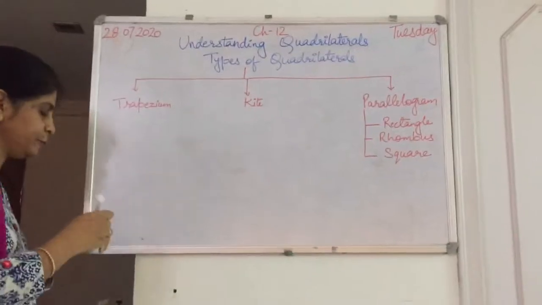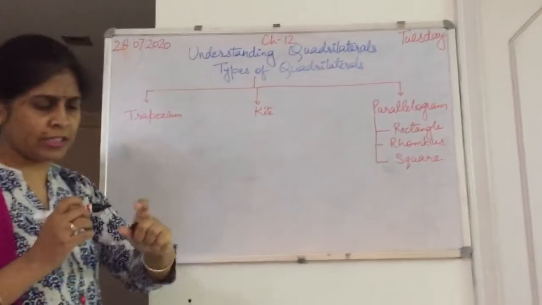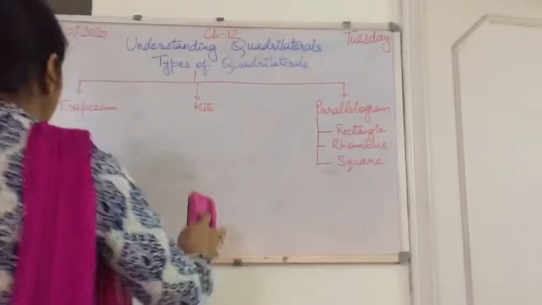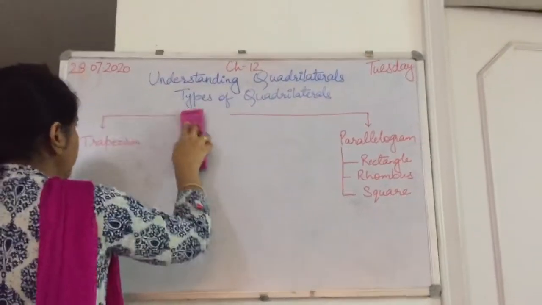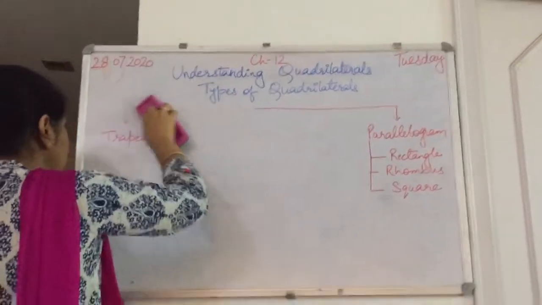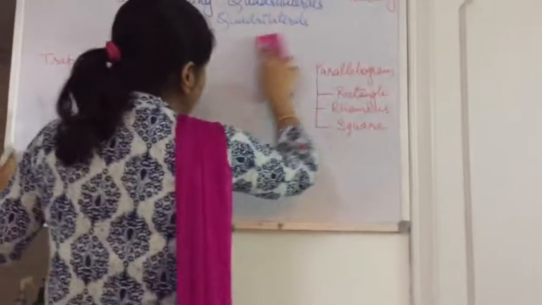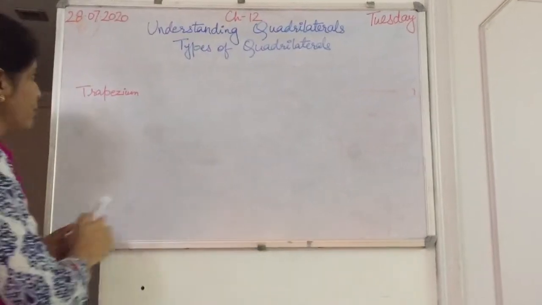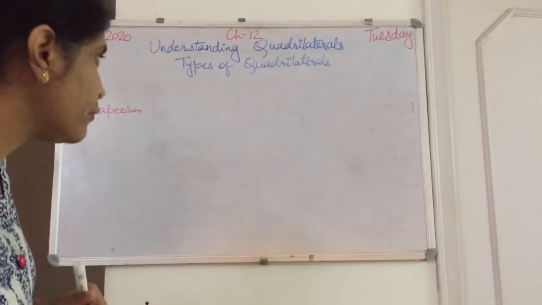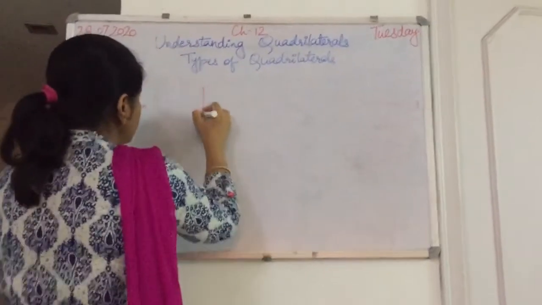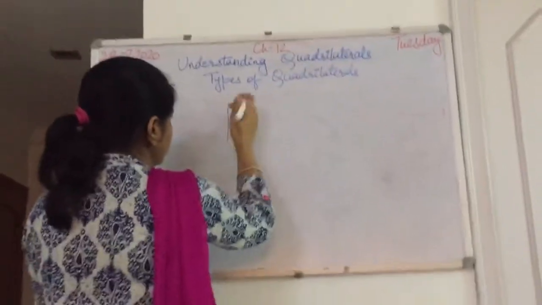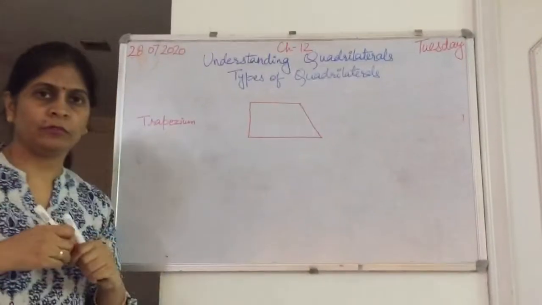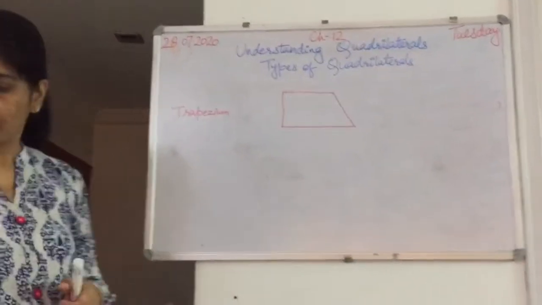Now what is trapezium? There is no need to draw this diagram. This is only for explanation. I am just explaining what a trapezium is and how the diagram looks. Now, when we talk about trapezium, I am just drawing the diagram of it. First of all, trapezium is just like a four-sided figure.